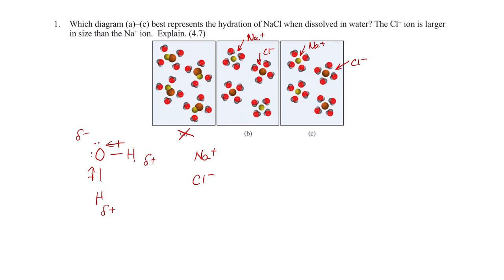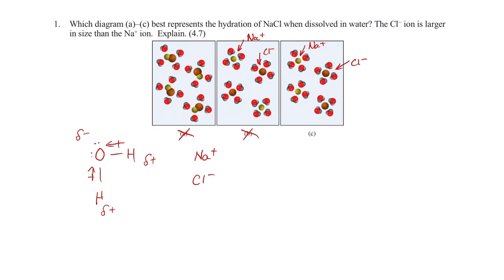Next, we look at the orientation of the water molecules. All of the water molecules should be orientated so that the opposite charges are aligned to the ions. Therefore, the oxygen side of the water molecule should be pointed towards the sodium ion. The hydrogen side of the molecule should be oriented towards the chloride ion. In choice B, we don't have that. We have hydrogen pointing towards sodium, positive towards positive, and oxygen pointed towards chlorine, negative pointed towards negative.